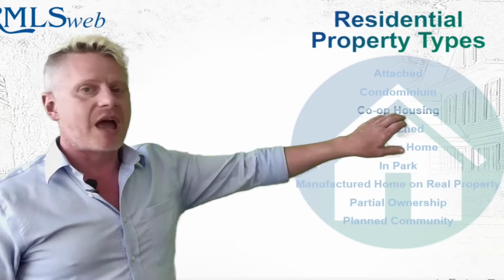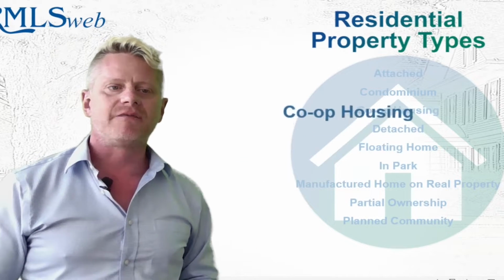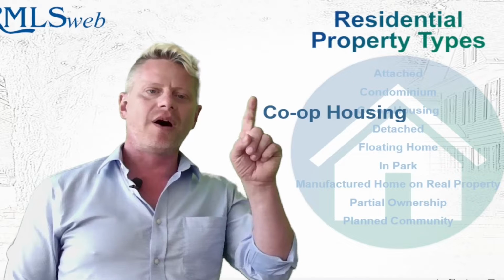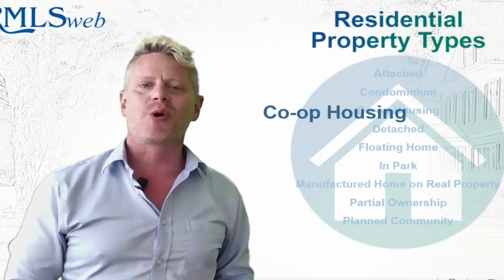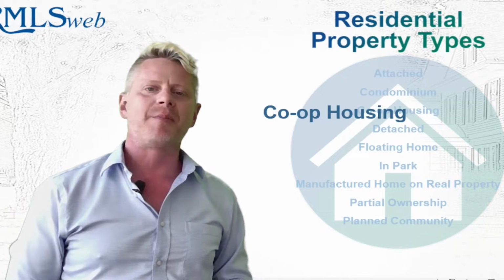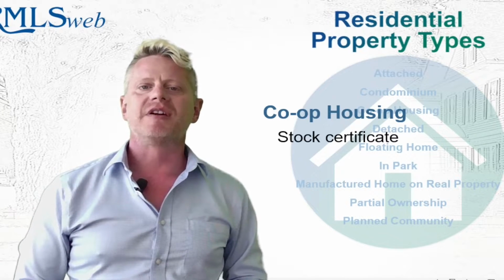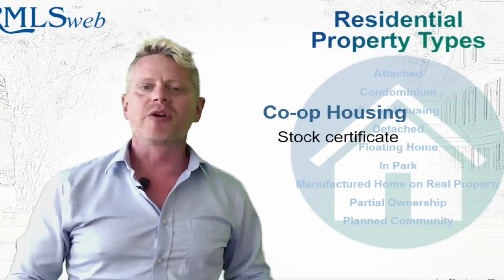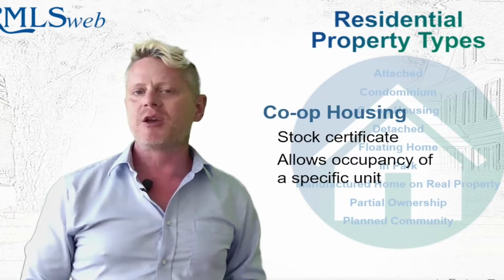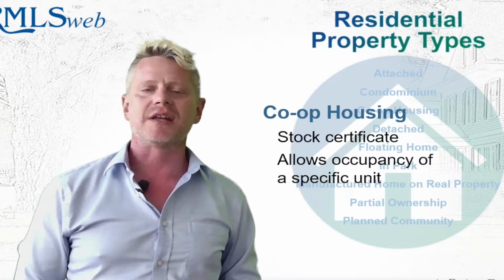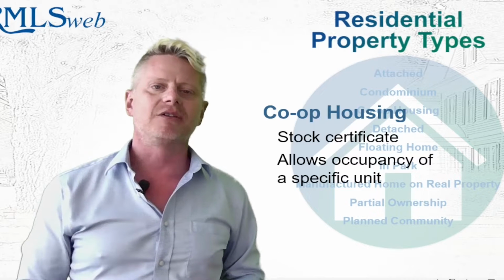Next, after condos, we have our cooperative housing. These aren't very common in Oregon. In fact, there's only one in the entire state, and it's found in Northwest Portland. It's the Park Vista Co-op Association. With cooperative housing, you are buying ownership of a stock certificate. Ownership of this certificate allows occupancy of a specific unit. Again, there is no land included in this transaction.